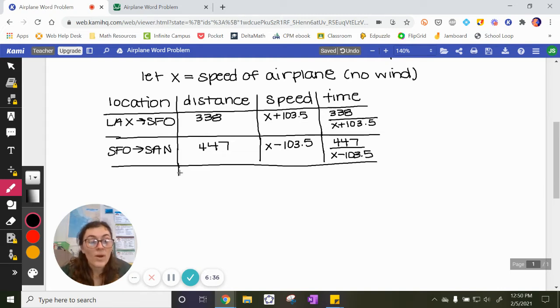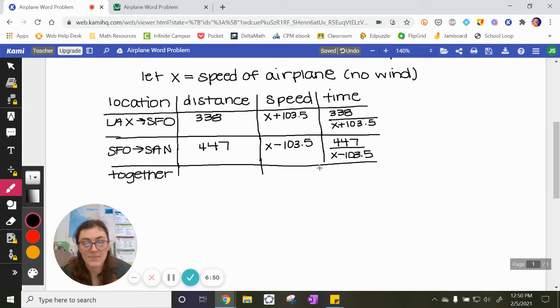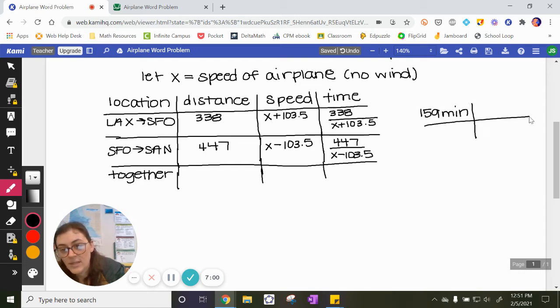But then we have one more crucial piece of information. We've got our whole flight time. The only other piece of information I've really got here is my flight time for both parts of the trip, which is 159 minutes. But we've been dealing with miles per hour, so I'm going to switch 159 minutes to hours. And remember, there's 60 minutes in an hour.